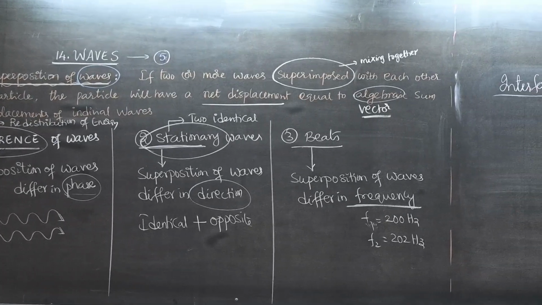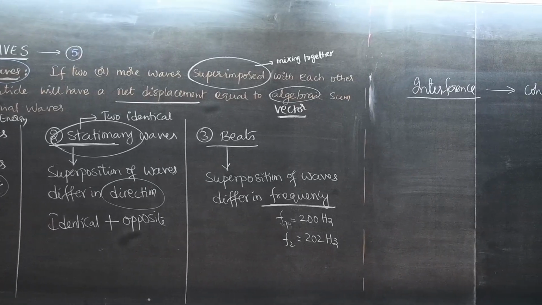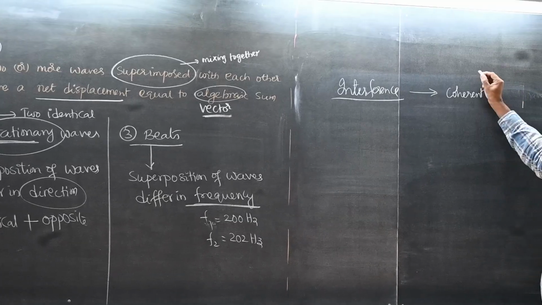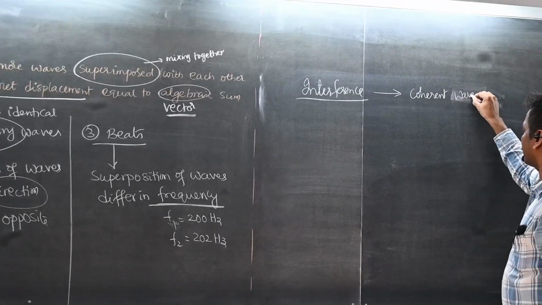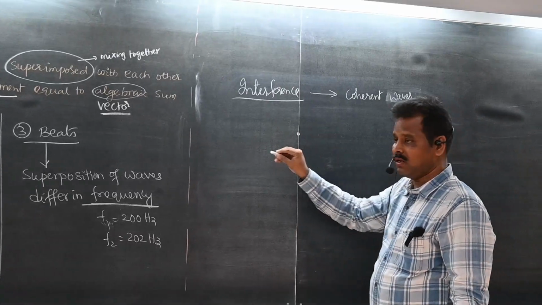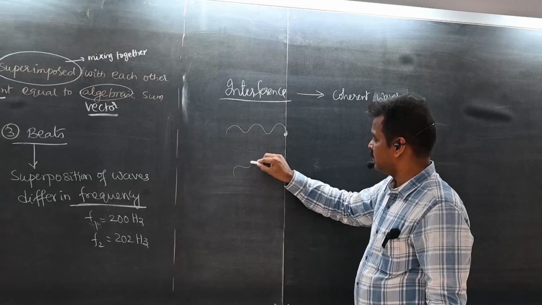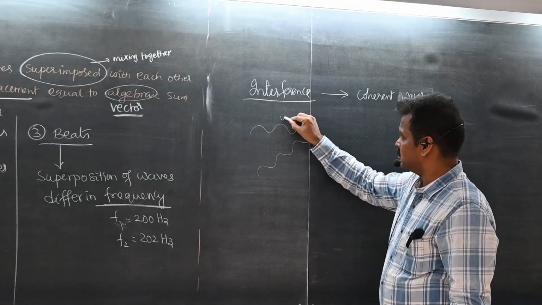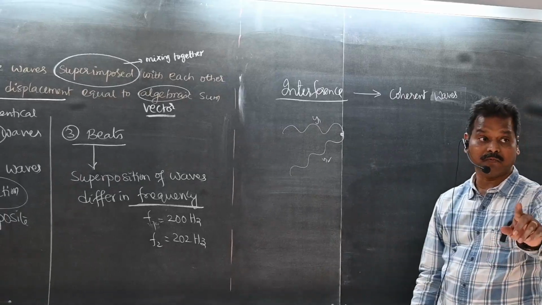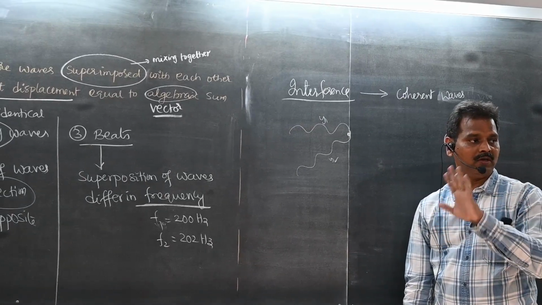So interference takes place between coherent sources or coherent waves. I should write coherent waves. So let us say there is a particle on which one wave is traveling and hitting, and another wave is traveling like this and hitting. So this is y1, this is y2, and the phase change between these two is phi, a constant phase difference. Either zero phase difference or constant phase difference should be maintained.